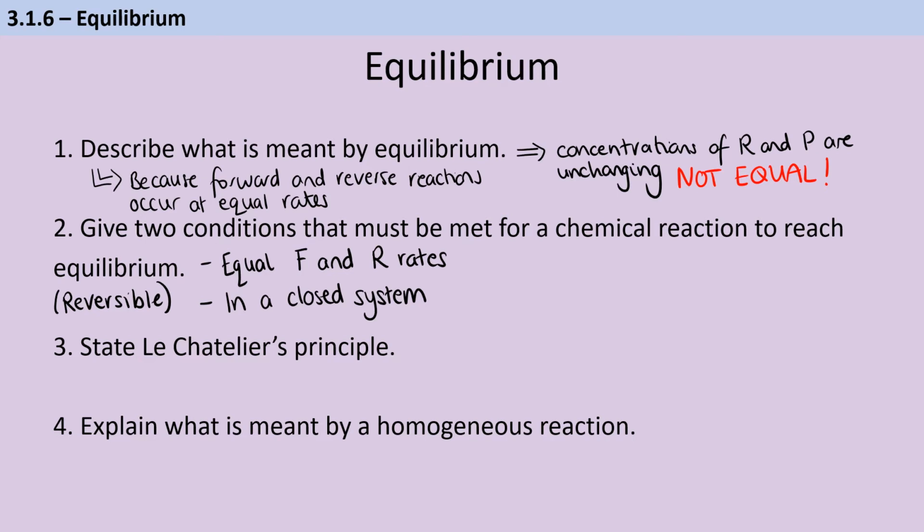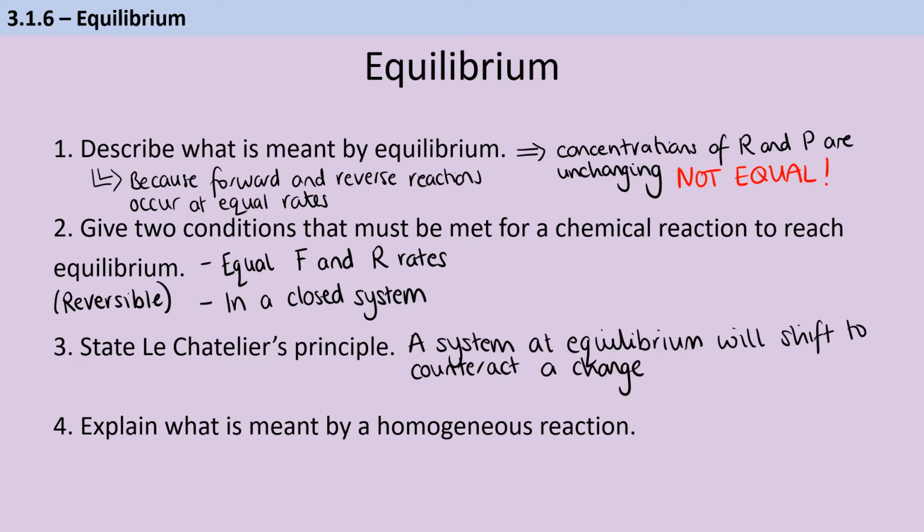Le Chatelier's principle tells us that a system at equilibrium will shift in order to counteract a change. In other words, if I add a reagent, then the equilibrium will shift to remove it. If I increase the temperature, then the equilibrium will shift to lower the temperature. And if I decrease the pressure, then the system will shift in order to increase the pressure and restore the original conditions. A homogeneous reaction is one in which all reactants and all products are in the same phase.